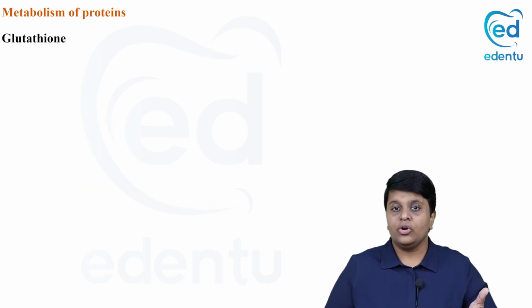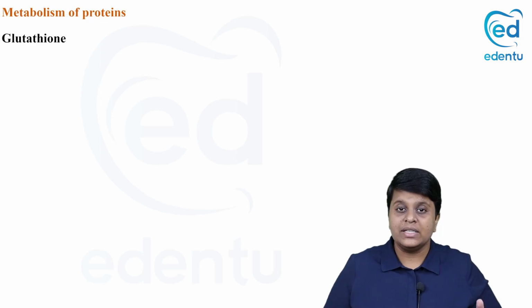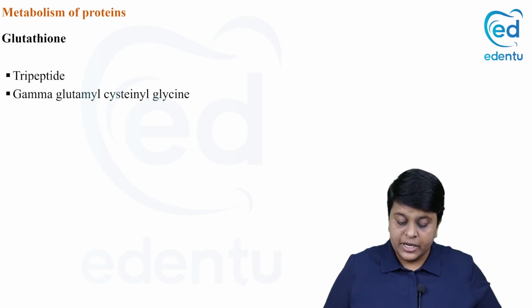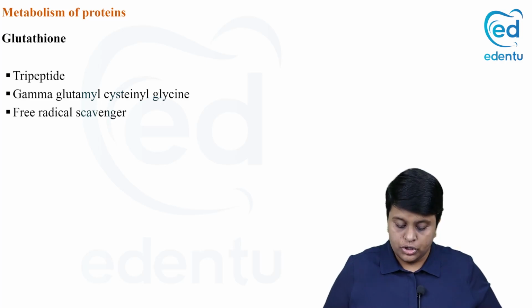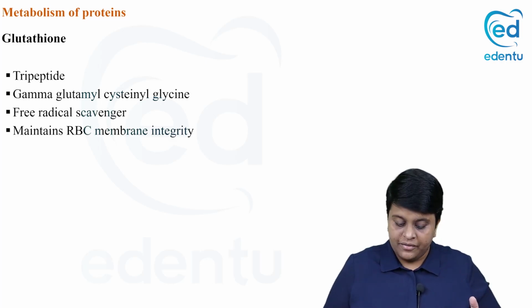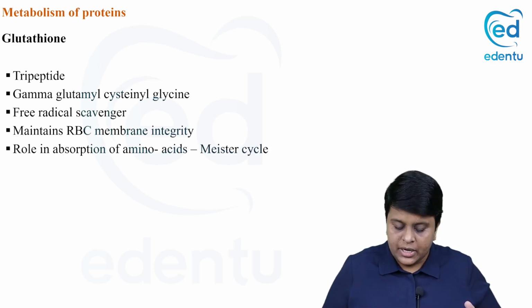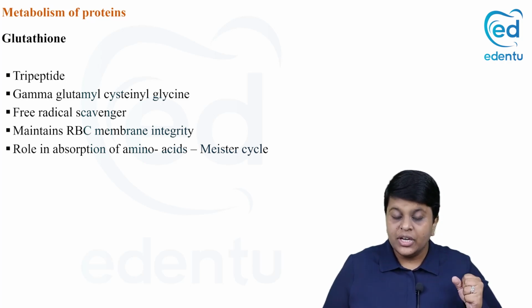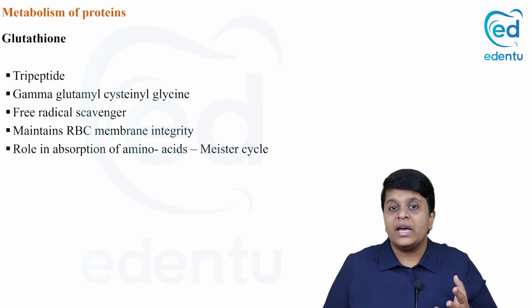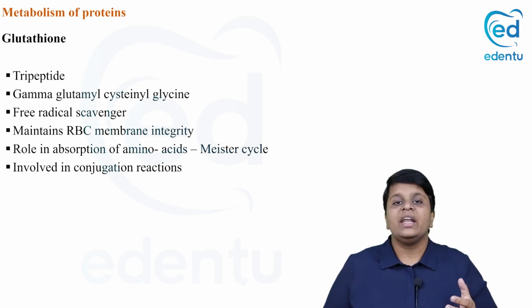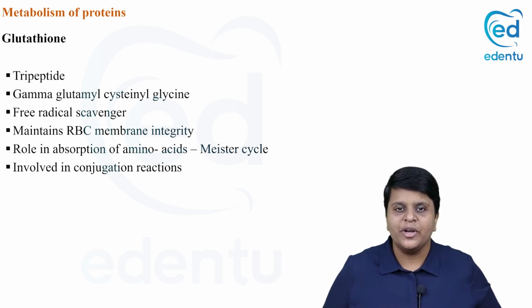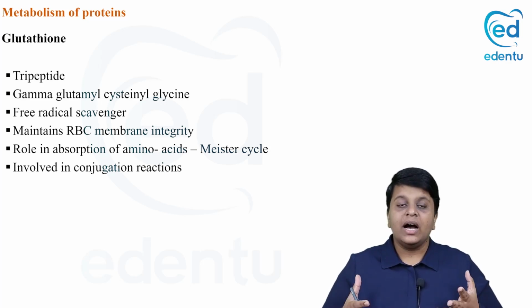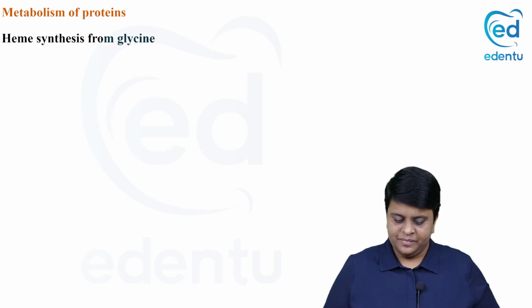Now let us see about glutathione, which we have already seen under cysteine metabolism. It is a tripeptide made up of gamma glutamyl cysteine glycine and it has various important roles. It is a free radical scavenger. It maintains the RBC membrane integrity along with NADPH. It has a role in the absorption of amino acids via the Meister cycle and it is involved in conjugation reactions, that is phase 2 reactions of xenobiotic metabolism. These are the significant functions of glutathione in the human body.